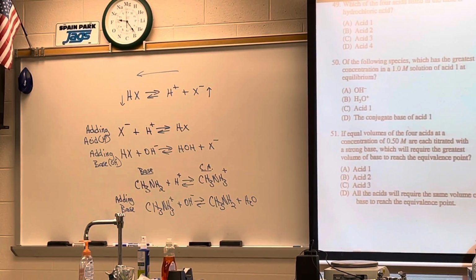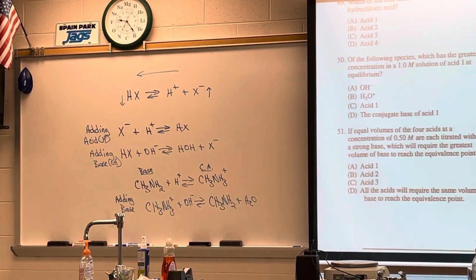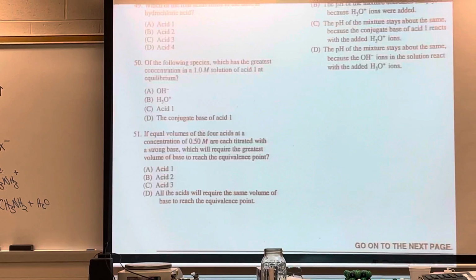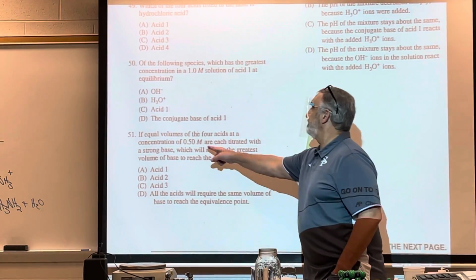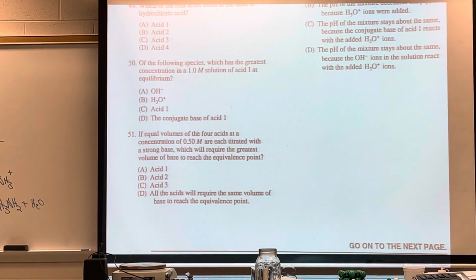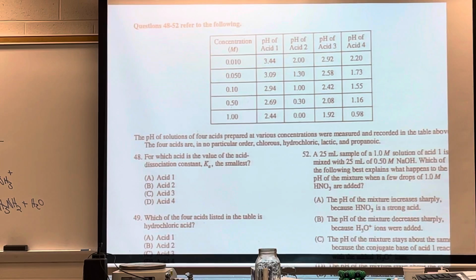51. If equal volumes of the four acids at a concentration of 0.5 molar are each titrated with a strong base, which will require the greatest volume of base to reach the equivalence point? Okay, so we have each of the four acids at 0.5 molar, and we start adding concentrated base to all four of them. Which one's going to take the most?